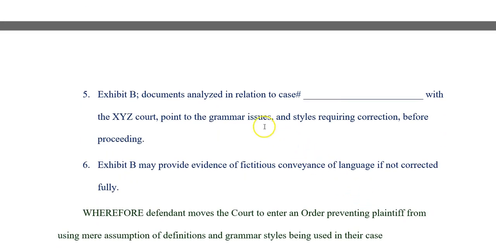In Exhibit B, documents analyzed in relation to, and then you write their case number. So now they see that this is about that case number with the XYZ court. Whatever the name of their court is, use that court name. And it points to grammar issues and styles requiring correction before the proceeding. Okay? In other words, before you can proceed, you need this stuff defined. And this is actually forensic evidence you're submitting back, just their documents. That's it. You're not getting into the facts of the case.